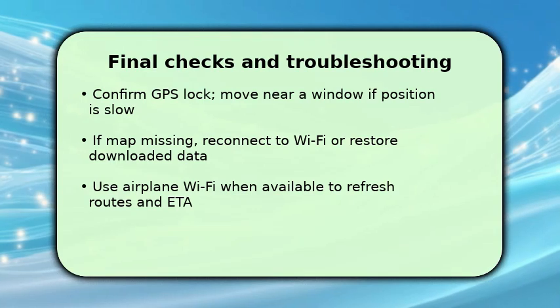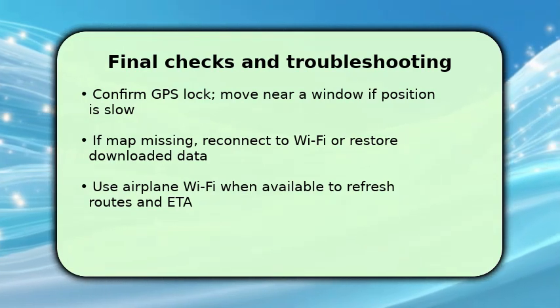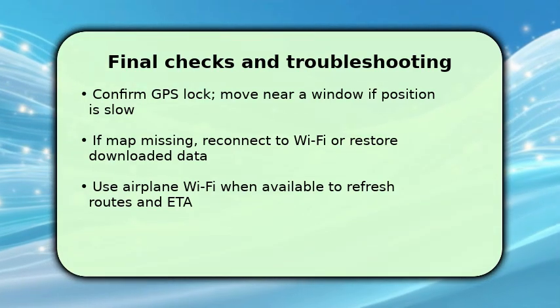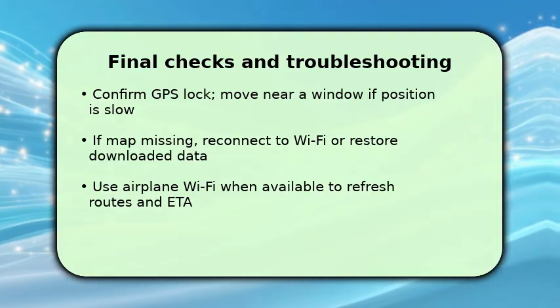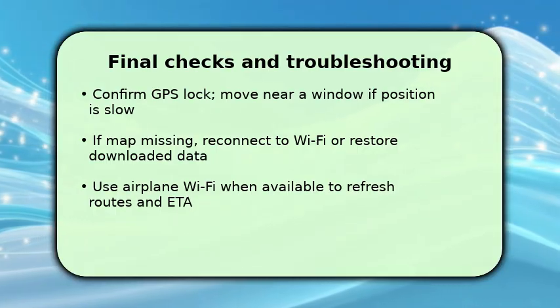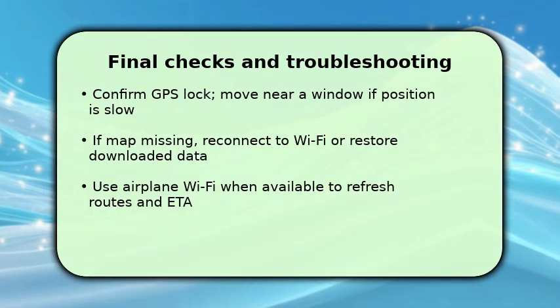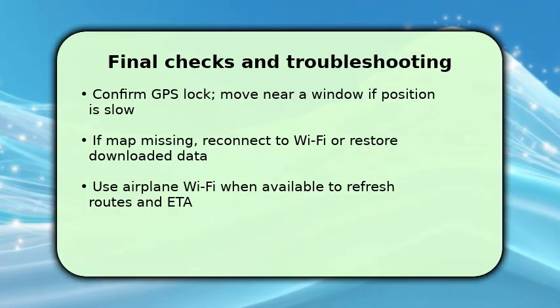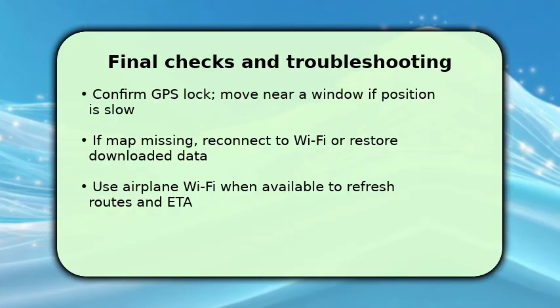You finish by validating position and preparing fixes. Confirm a GPS lock. If it's slow, sit by a window and wait for satellites to register. If the offline map doesn't load, briefly disable airplane mode to reconnect to the aircraft Wi-Fi or re-download the offline area when on the ground.